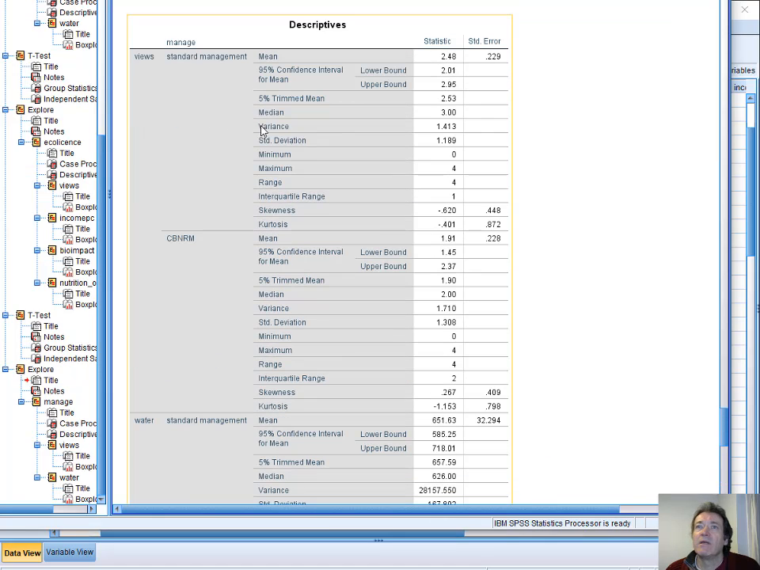And that's saying that views on how well local natural resources are managed: standard management 2.48, community-based natural resource management 1.91. Okay, you know what? I think at this stage it's good to check that I'm using the scale the right way, because it seems amazing that this would be higher for standard management than for community-based natural resource management. Let's just check what that variable means.